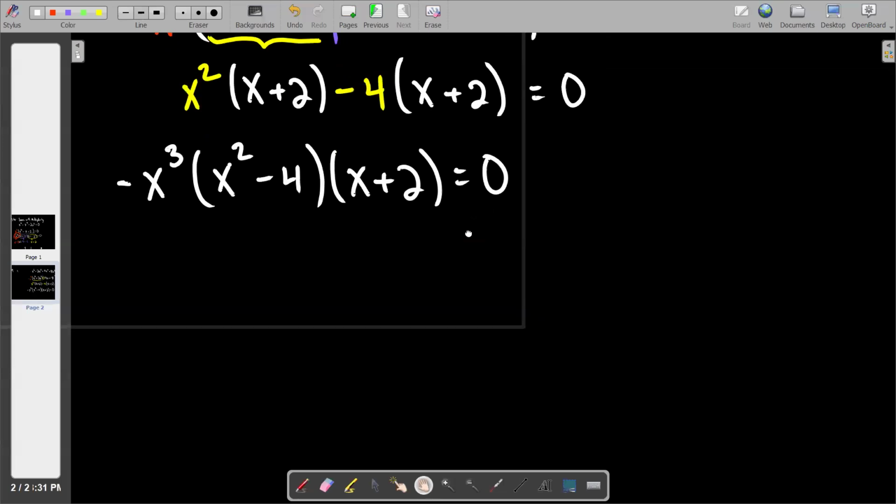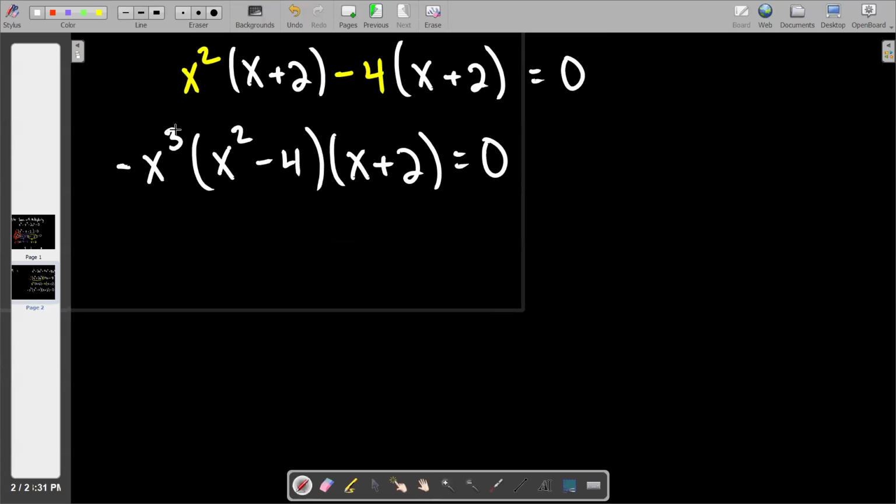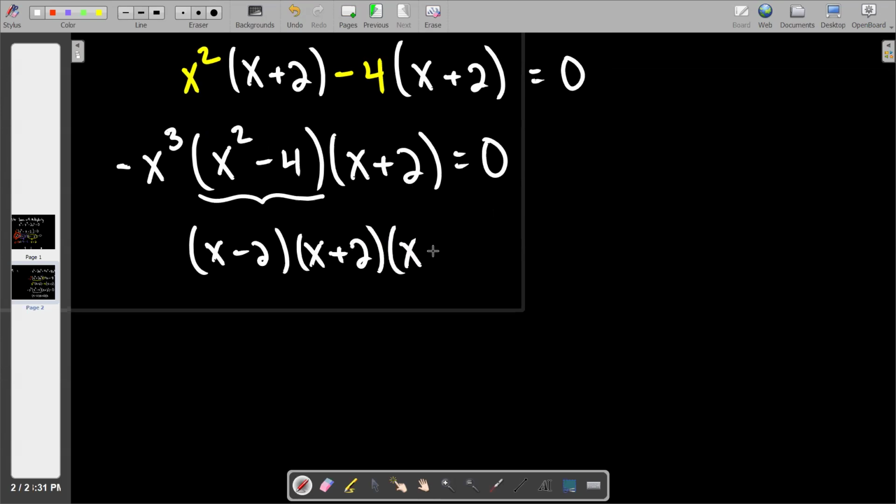What do we do now? The difference of squares, for sure. Factor this little mambo jumbo down. What does it become? X minus 2 and x plus 2. Sure. We now have all 6 answers present and accounted for.